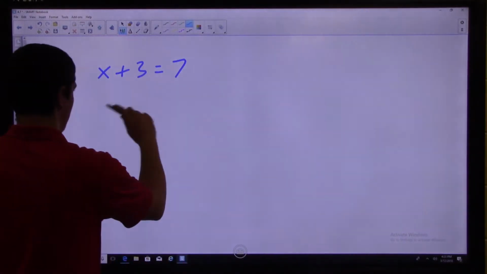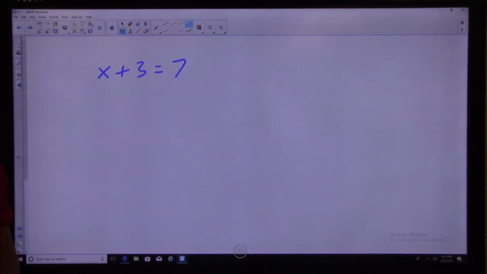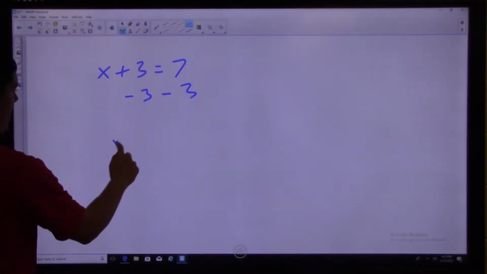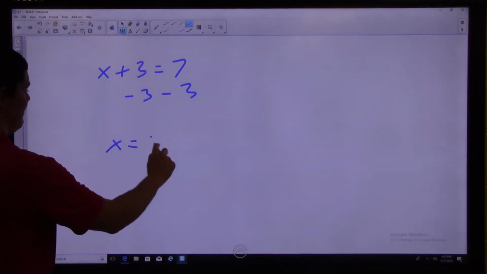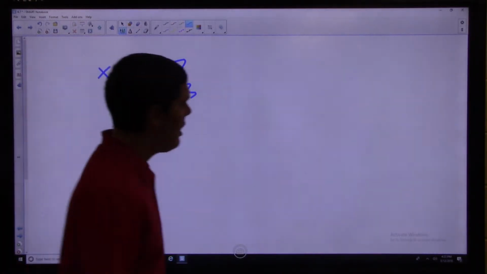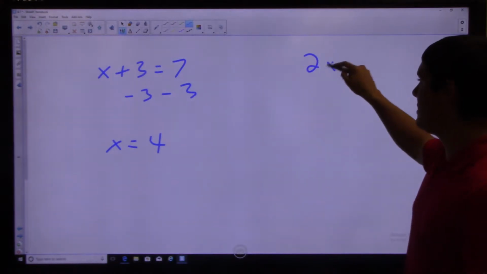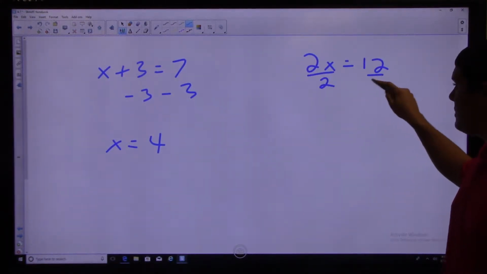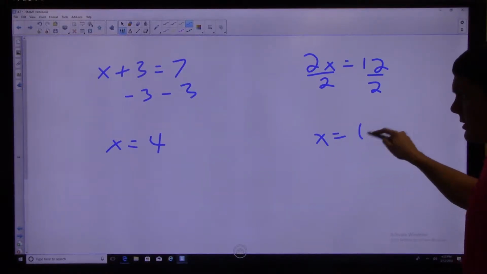Let's solve that first. So how do we solve this guy? Well, we need to subtract 3 from both sides. This is just to get you to think about this. So x is going to equal 4. I hope that's pretty easy. Let's do another one real quick. How about 2x is equal to 12? In order to solve this guy, we've got to divide by 2 on both sides. So x is going to equal 6.